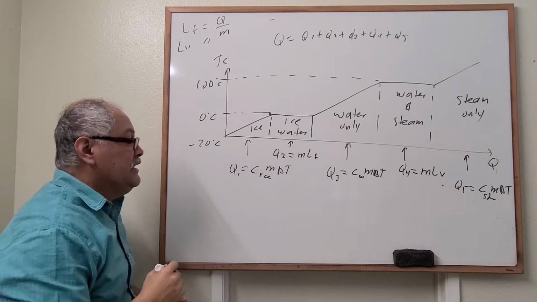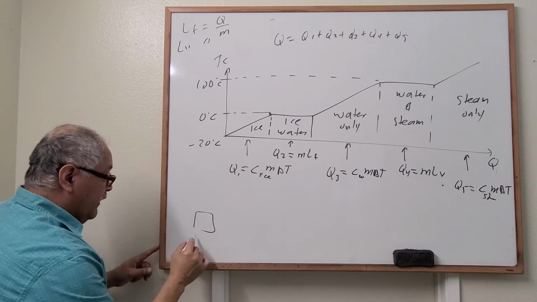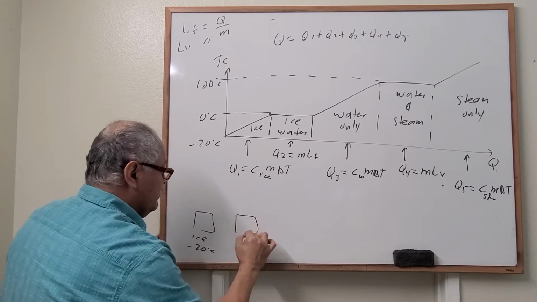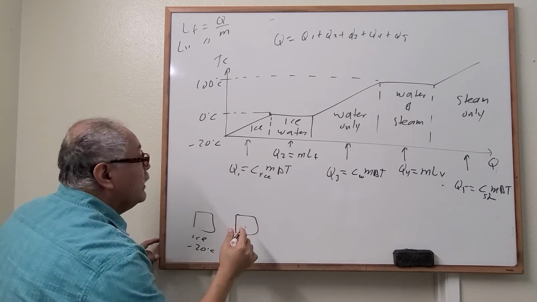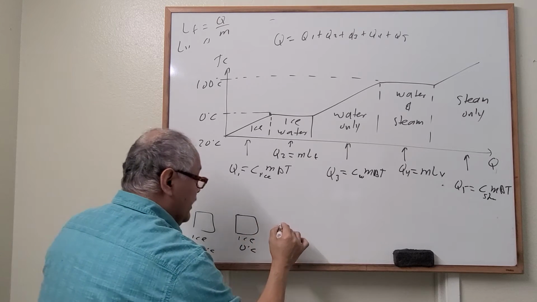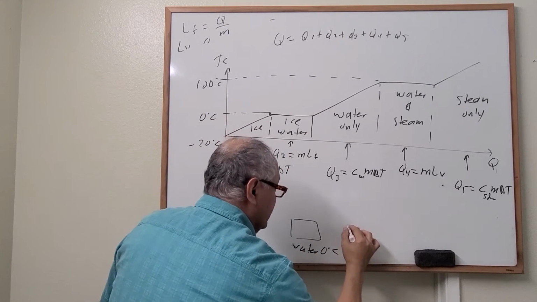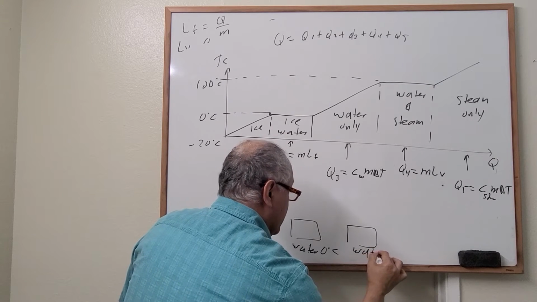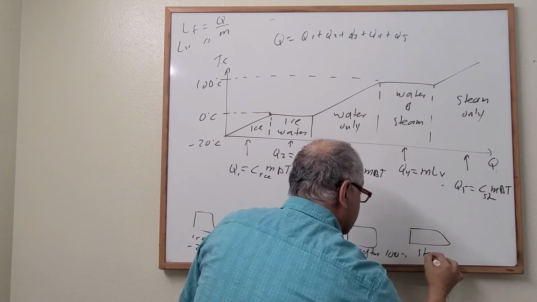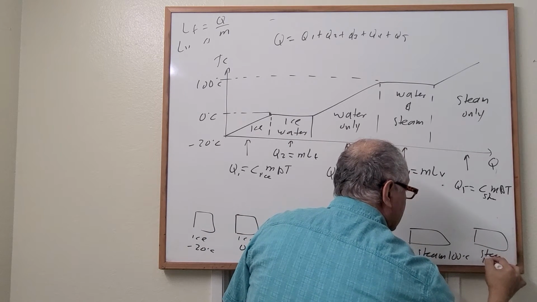We have another way to present these steps. Imagine right here we have ice at 20 below zero, and then the next stage is ice and water. Actually, it's ice at 0 Celsius. And then right here we have water at 0 Celsius. And then the next step is water at 100 Celsius. And then we have steam only, steam at 100 Celsius. And then finally we have steam, let's say at 120 Celsius.